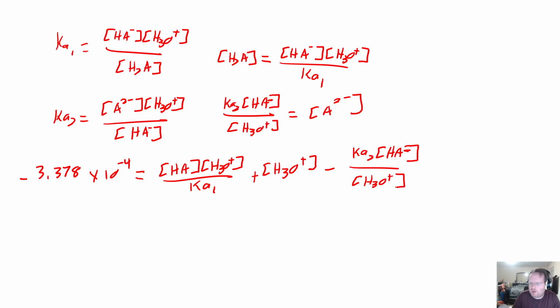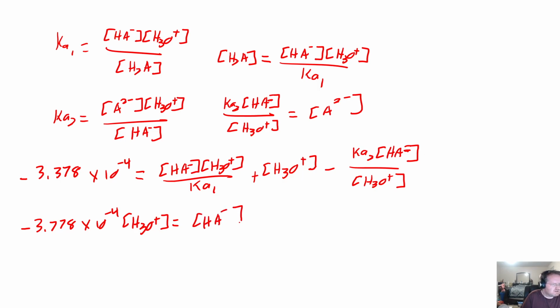Now, I want to solve this equation, and my variable is H3O plus. Remember, HA minus is not a variable in this case. So I want to get H3O plus out of the denominator here. It'll make it easier to solve, and it'll set this up as a quadratic. So I'm going to multiply everything in this equation by H3O plus and get H3O plus squared instead. So this will give me negative 3.378 times 10 to the negative fourth times H3O plus is equal to, I'll combine like terms in a second, HA minus times H3O plus squared.